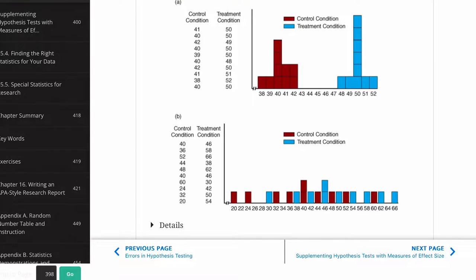So you can see the scores vary on this x-axis down here between 20 and 66 on B, but up here on A, it's only from 38 to 52. So you can see the scores are just varying a lot more, and that variability makes it harder to determine if there's really an effect happening, if there's really a difference, because there's so much difference between the scores themselves just in general.